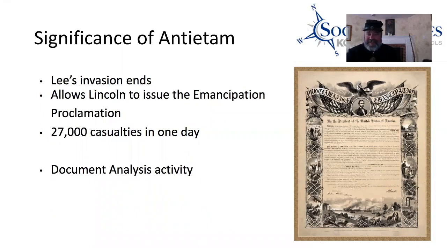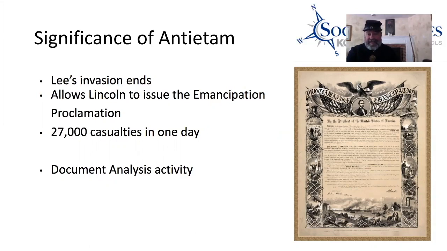If you issue this after defeat, it just sounds like the last desperate cry of a weak man. So he had to wait for a victory, which is what Antietam became for him. And so he issues the Emancipation Proclamation. And also this day, September 17th, now we celebrate it as Constitution Day, and rightfully so. But it is also, and I pray to God always will be, the bloodiest day in American history. Upwards of 27,000 casualties in one day.